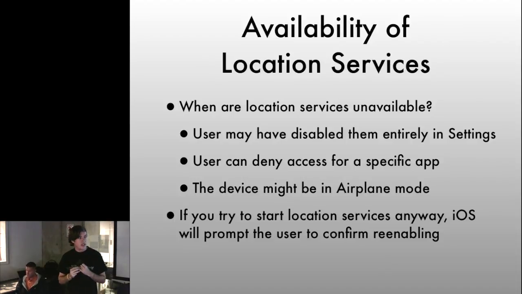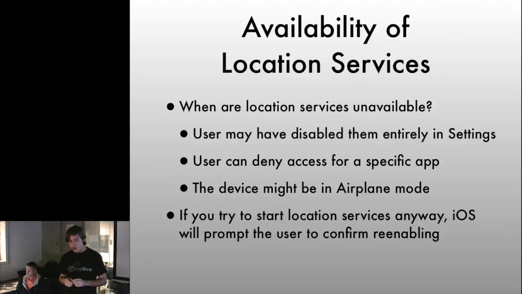iOS also has the ability for you to disable access to the location services on an app-by-app basis. So the user may have disabled it for your application. And finally, the device might be in, say, airplane mode, where all the radios are turned off, but the device is still running, but you don't have access to the radios.